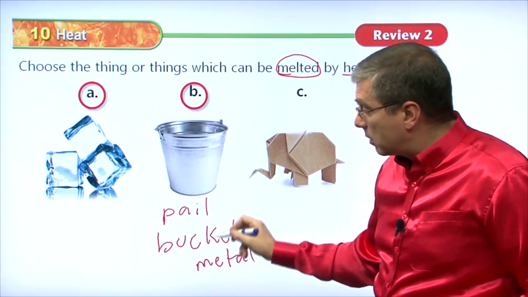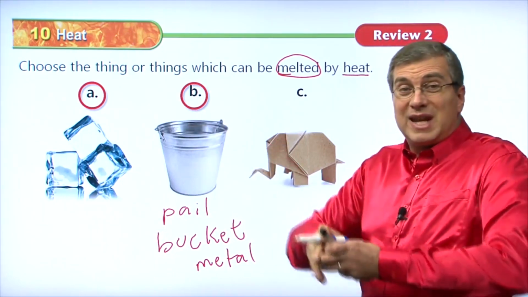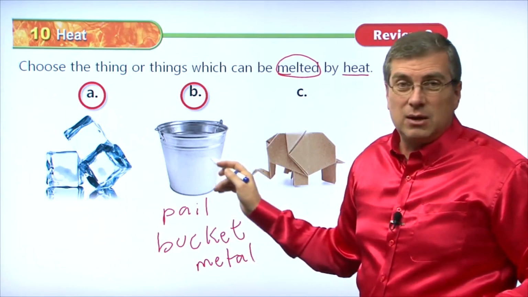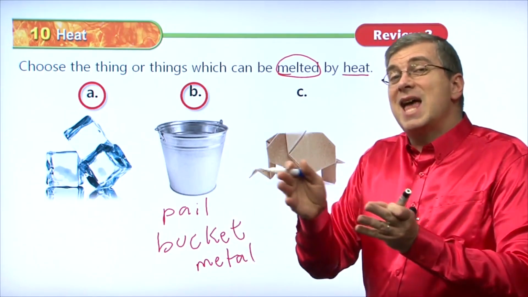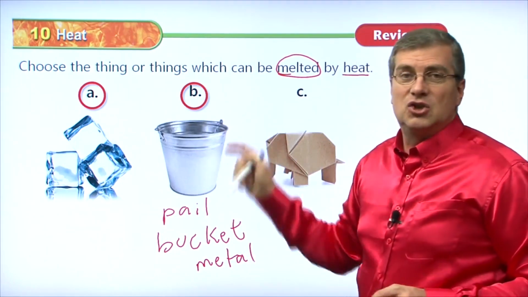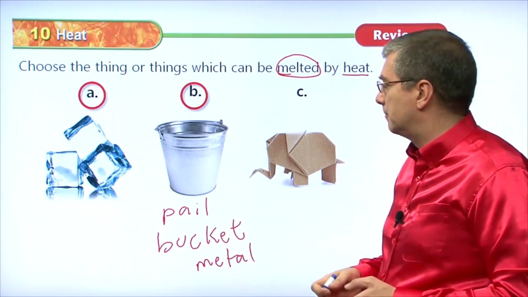If you want to make a pail or a bucket out of metal, you have to heat up that metal, whether it's aluminum, tin, steel, whatever. You have to heat that metal so high that it becomes a liquid, and then you can pour it into this shape. You can use it to make this shape.